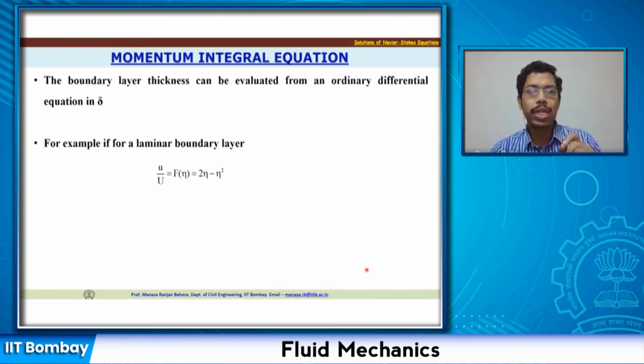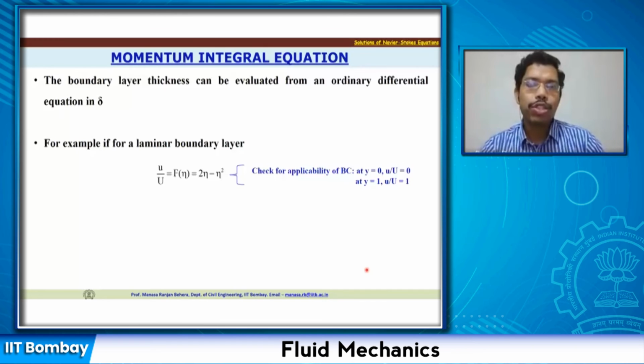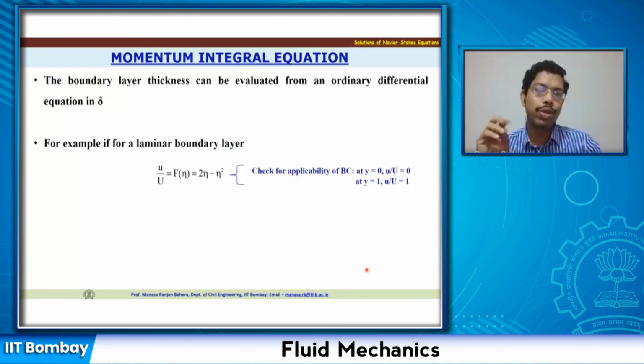So this is an ODE that we are putting in. And with that, we also have to check whether the boundary conditions are applicable or not. We have to check that at y equals 0, u by U equals 0, and at y equals 1, or y equals delta. I think it should be y equals delta. u by U equals 1.